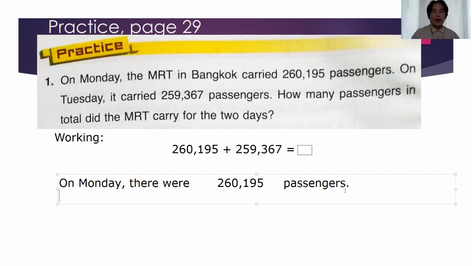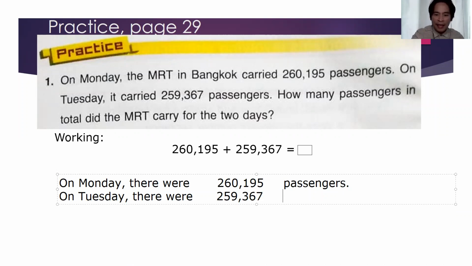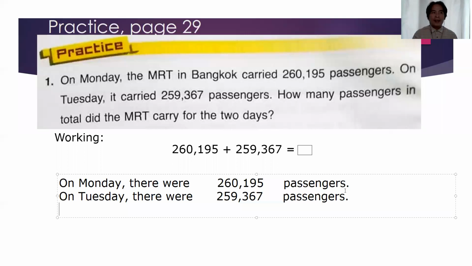Now the second line. On Tuesday, so you need to write on Tuesday, comma, there were 259,367 passengers. Very good. Very lovely. And the third line, look at the question part. How many passengers in total did the MRT carry for the 2 days? So what do you think is going to be the best or the shortest sentence?